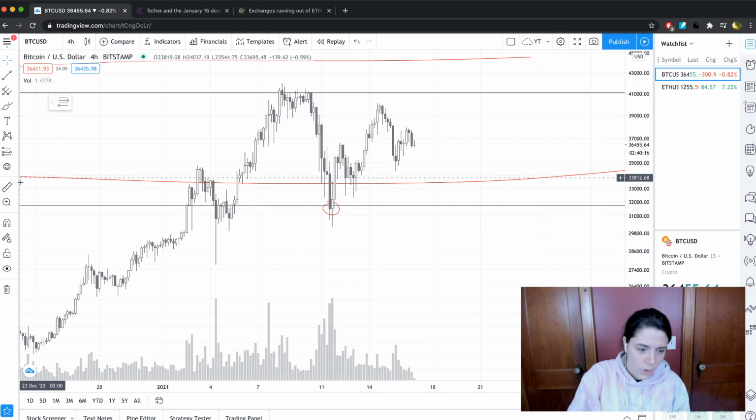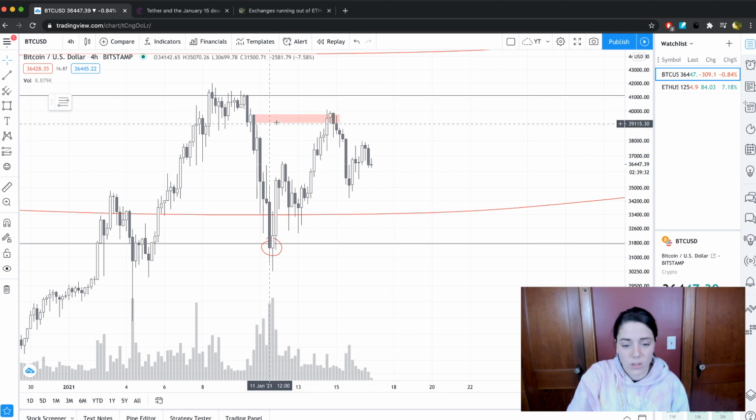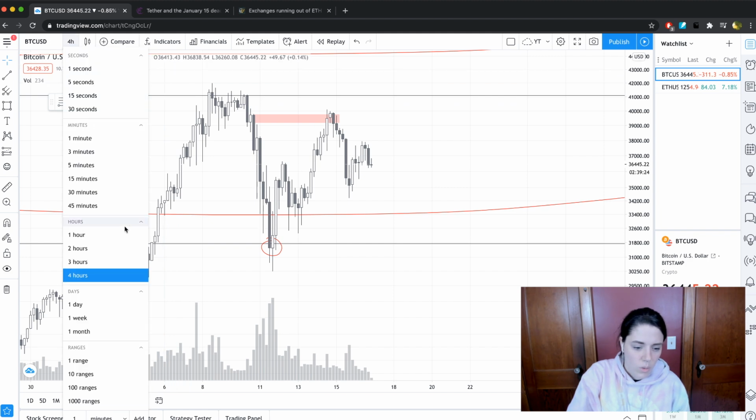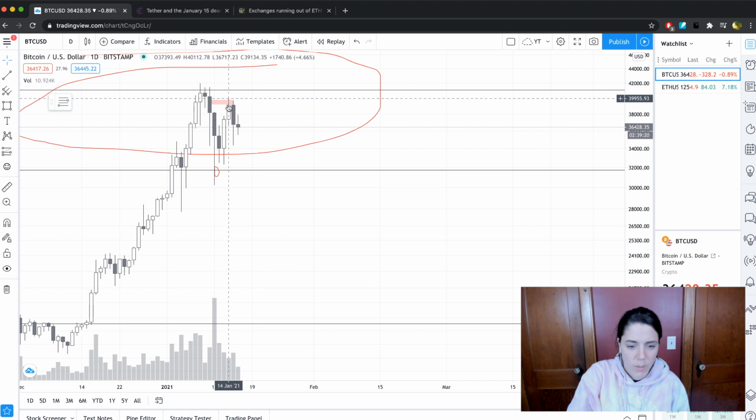Let me draw this out real quick. So what I'm trying to say here is, now that I have this little rectangle here, if this was going to be a bearish signal, it probably would have bounced closer to here. And let's go to the 1 day. It would have been higher up on this is what I'm saying.